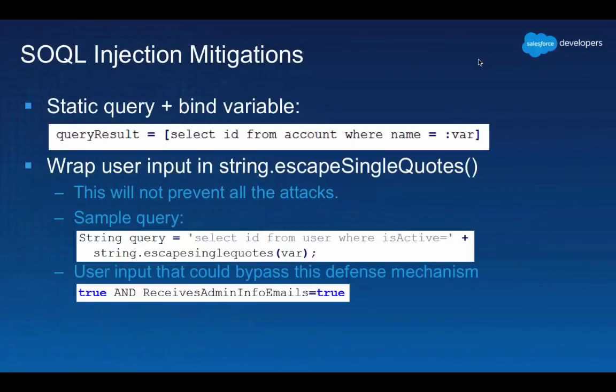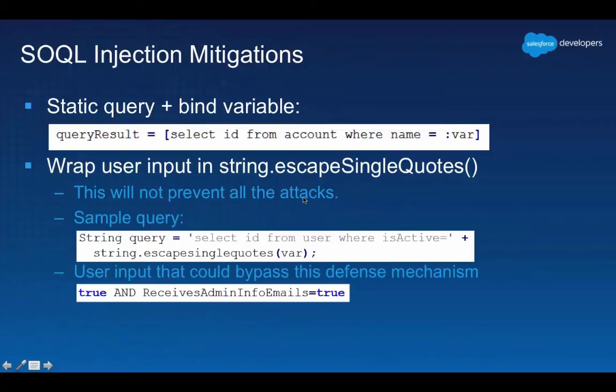So how will we fix this issue? The issue is with a single tick. The easiest way to fix this is to use static queries instead of dynamic queries. To use a static query, you put the query inside square brackets, and then you use a bind variable where necessary. So in this case, instead of making it into a string, we'll put the query inside square brackets, and where we're putting in the search query, we'll use this colon variable.